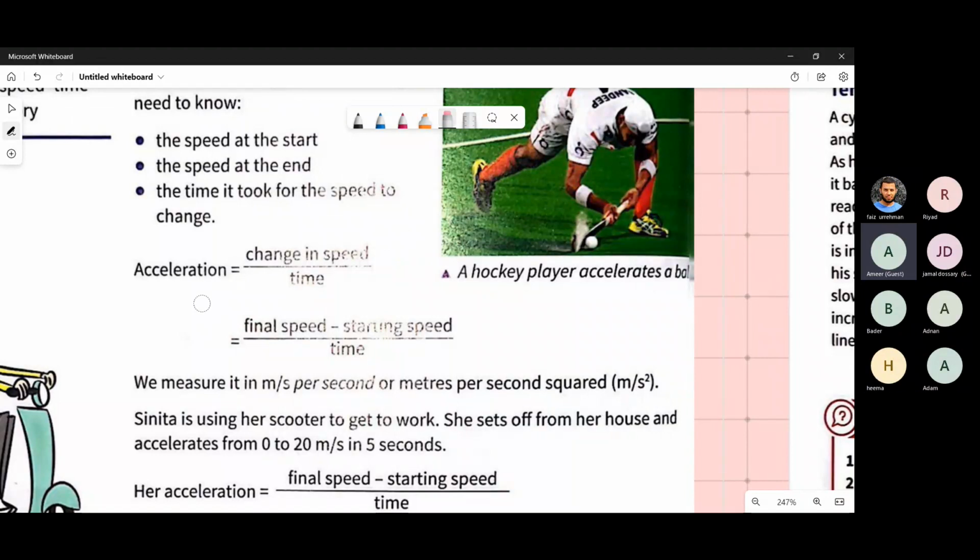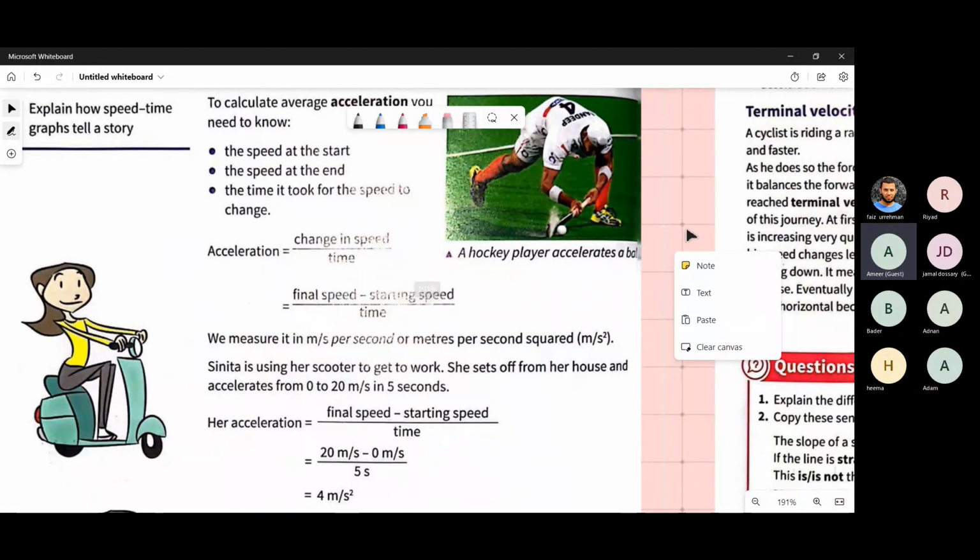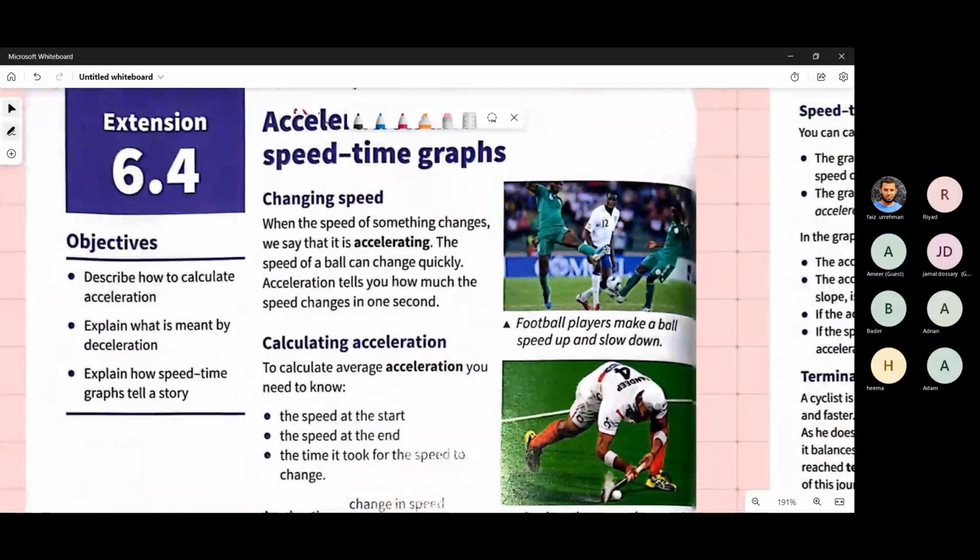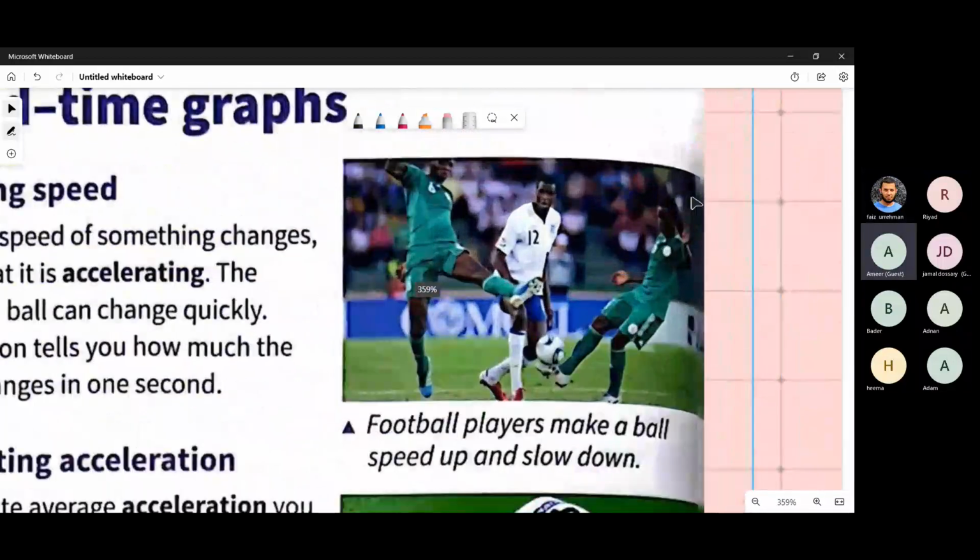Mr. You can see, in the beginning of this page, there is a picture of football players. It's two national teams, England and Senegal.